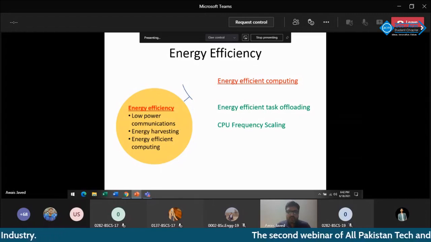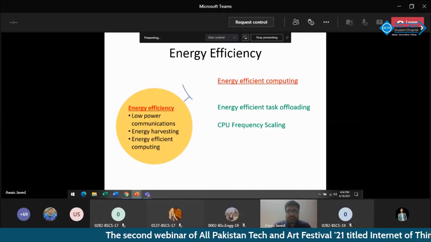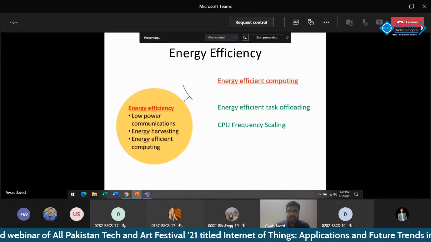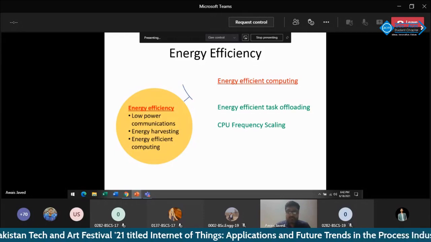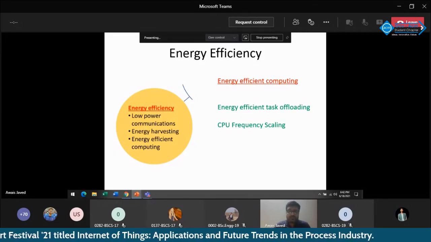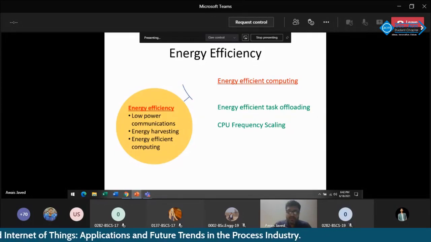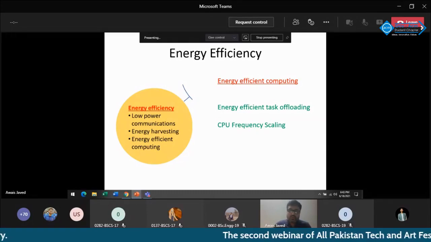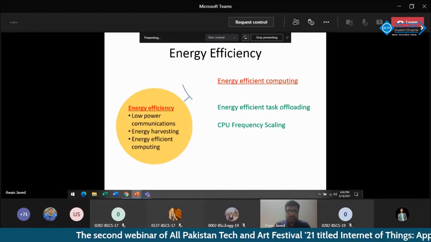For example, how much power should be used for transmission of the data, and when the device can go into a sleep mode, adaptive wake up time can be developed, for example. So low power efficient communication is very important for a 6G network. So protocols need to be developed which can enable low power communications.